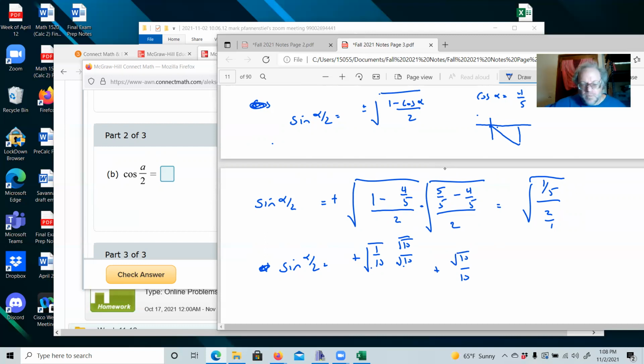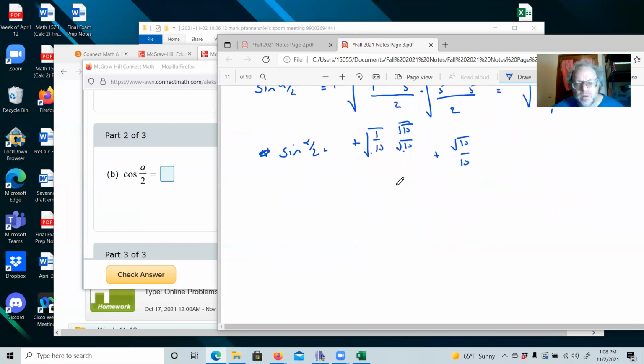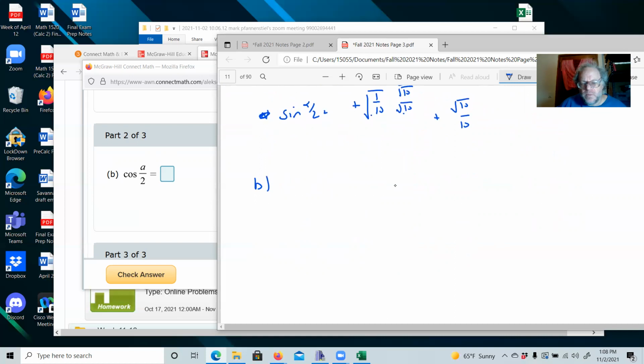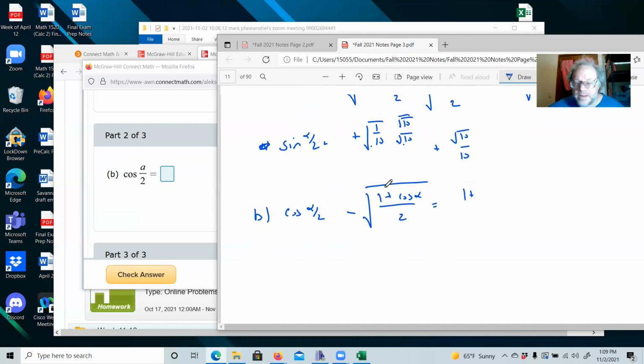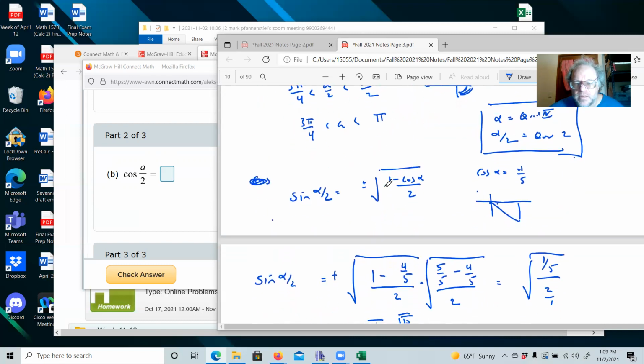For part B, I need this. That's what I want. For part B, we have cosine of alpha over 2, but we know it's going to be in the 2nd quadrant, so it's going to be a negative square root, and what is cosine? There it is: the square root of 1 plus cosine alpha over 2. So this is 1 plus, what did we have here? We had 4/5, didn't we?